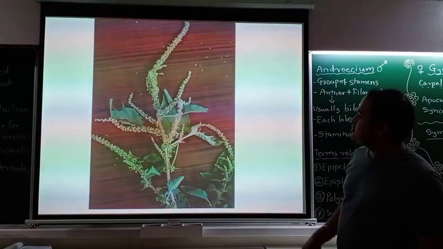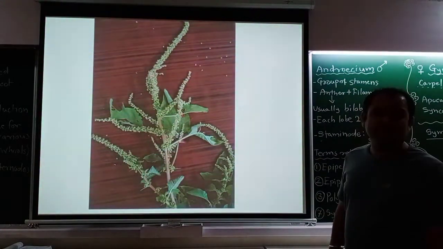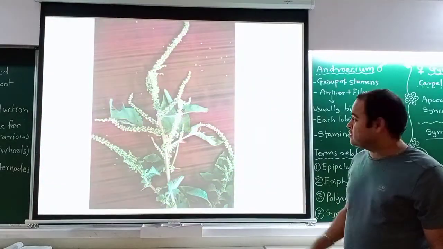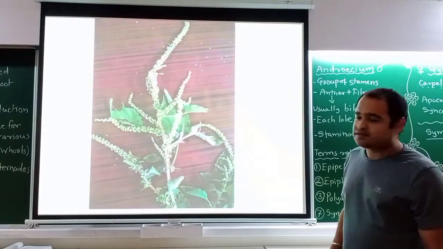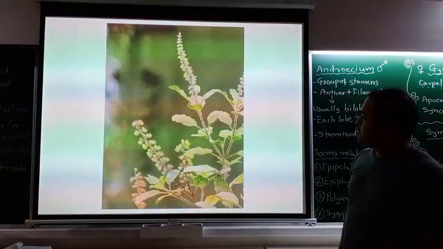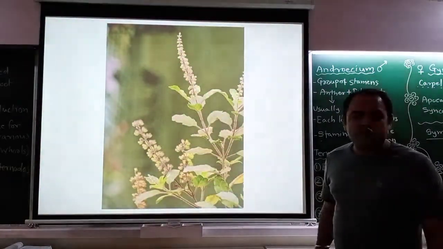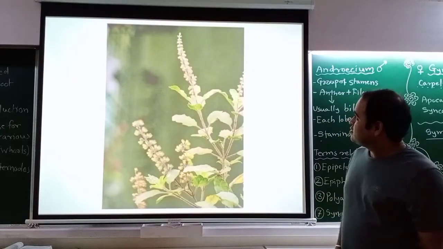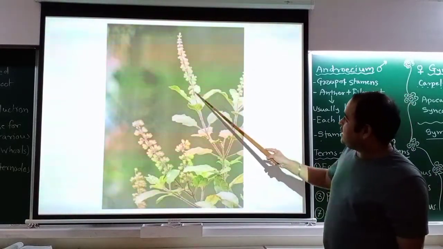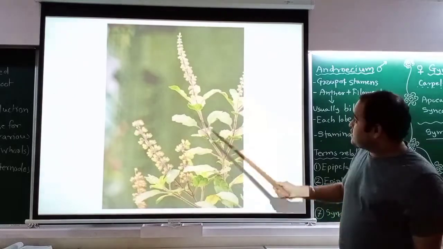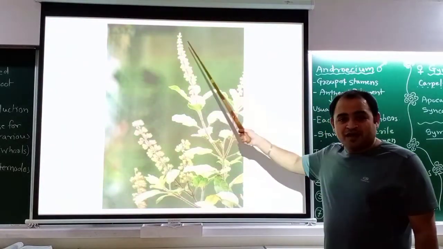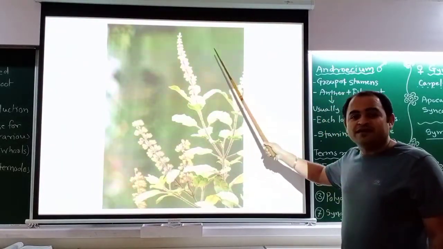The same one. Rajgira, we say, the Rajgira plants, that is Amaranthus. Common plant, that is tulsi plant. So this is inflorescence. This is the flowering axis, meaning this is a modified stem.